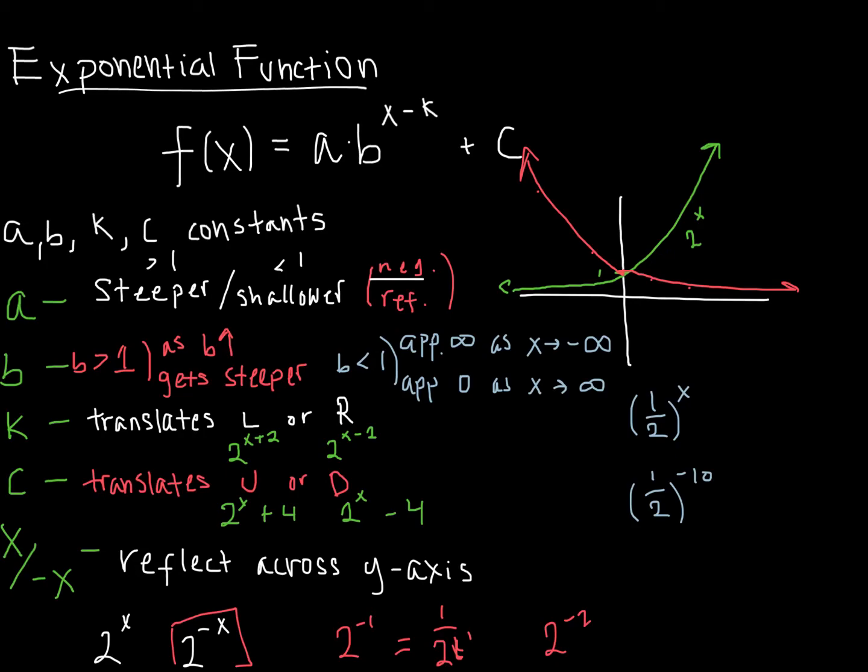So for example, imagine your c value changes. That means everything translates up or down. Well, if I translate this up 4 units, now instead of it getting closer and closer to 0, it's going to move closer and closer to positive 4, since everything has translated up 4 units.